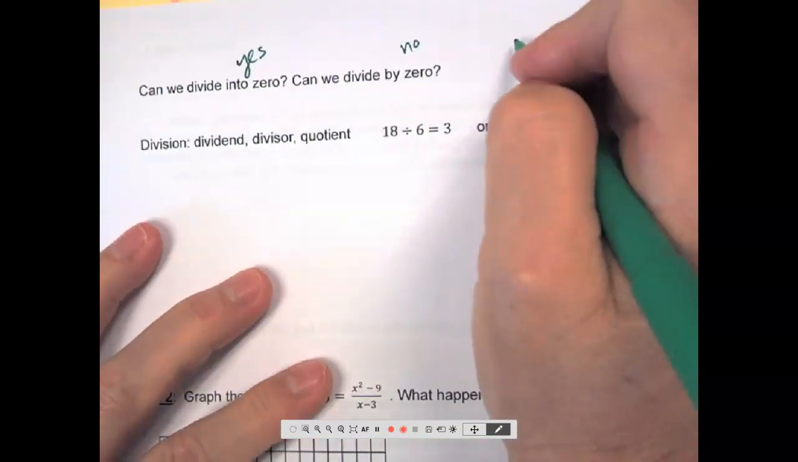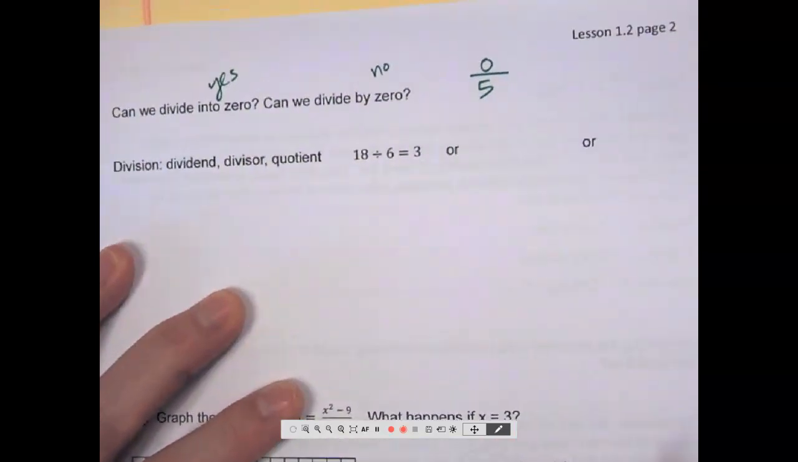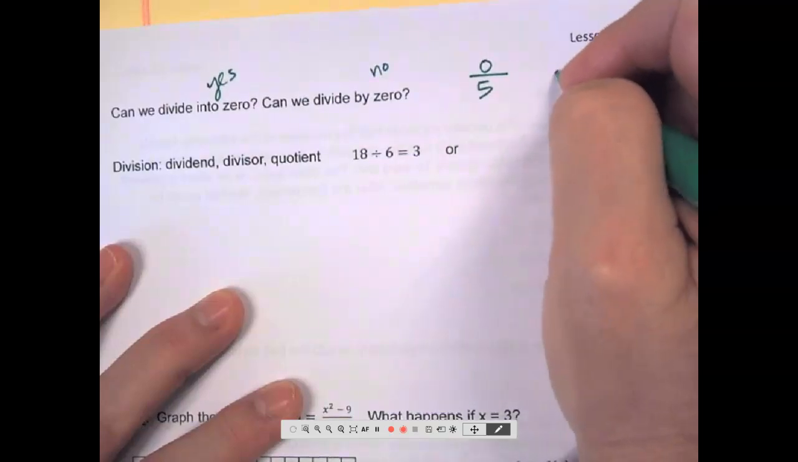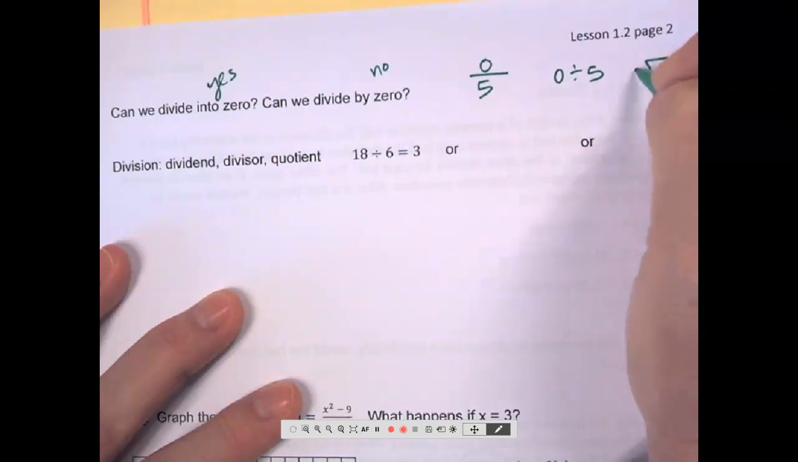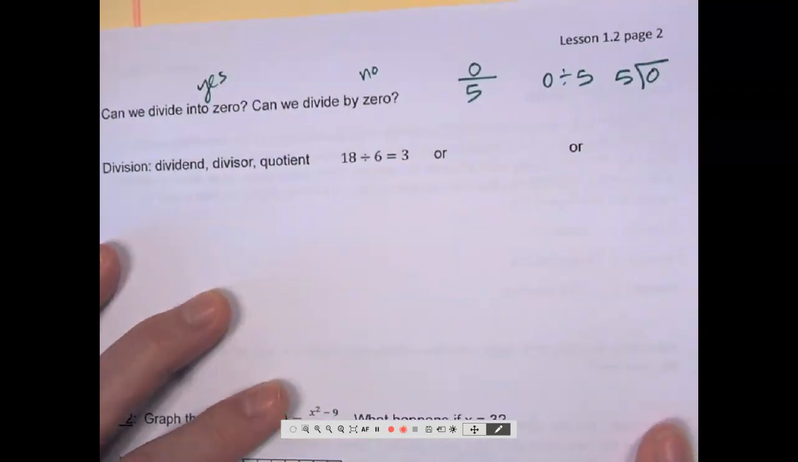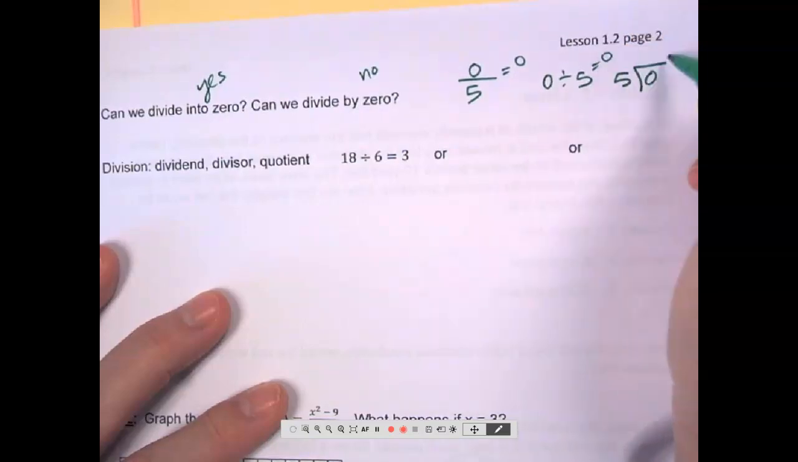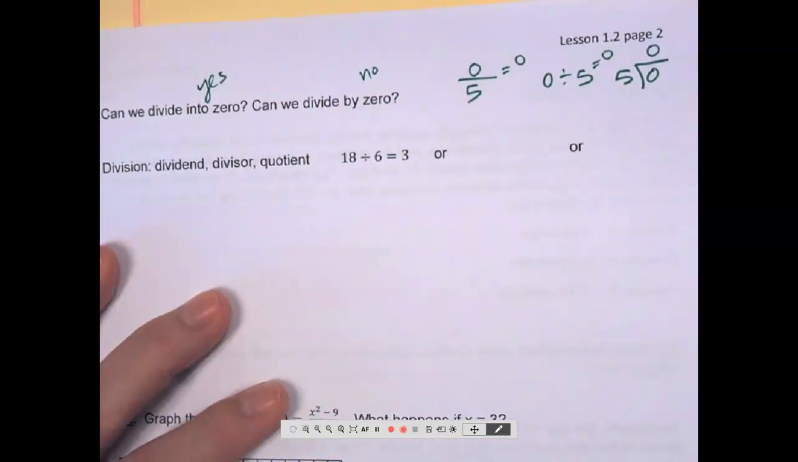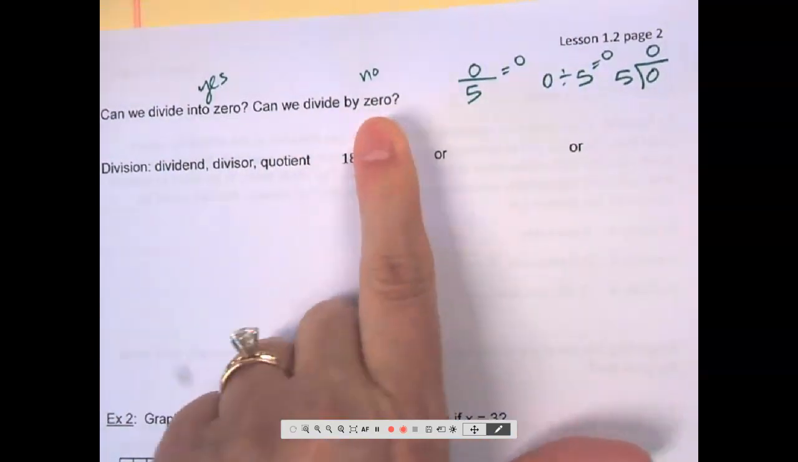Okay, so what that means is, yes, I can have 0 divided by 5. Or I could write it as a fraction, 0 over 5. Or I could write it old school, with the division bracket. That's okay. The answer in all cases is 0. We're going to look at why this is not the case in just a second.